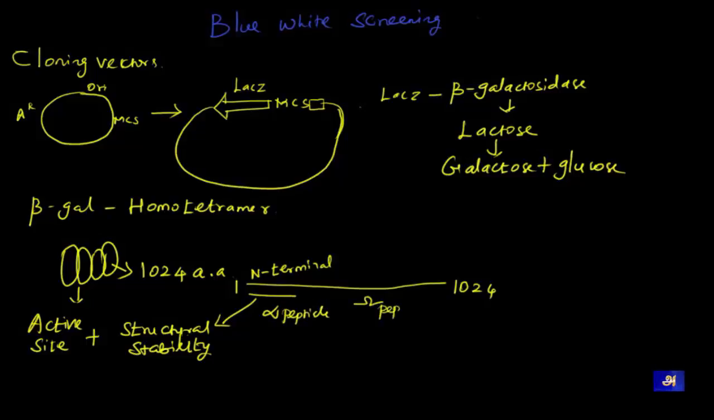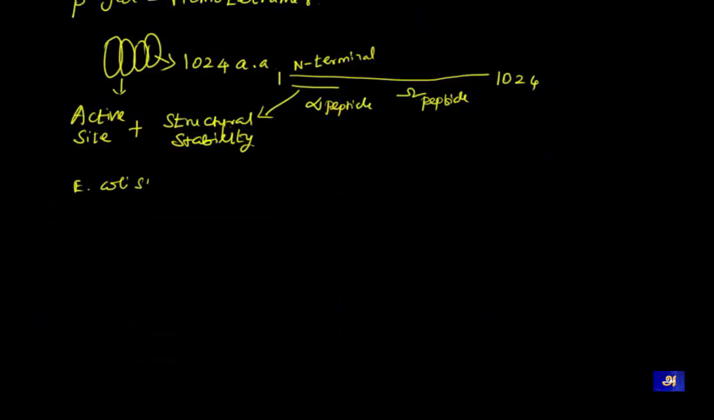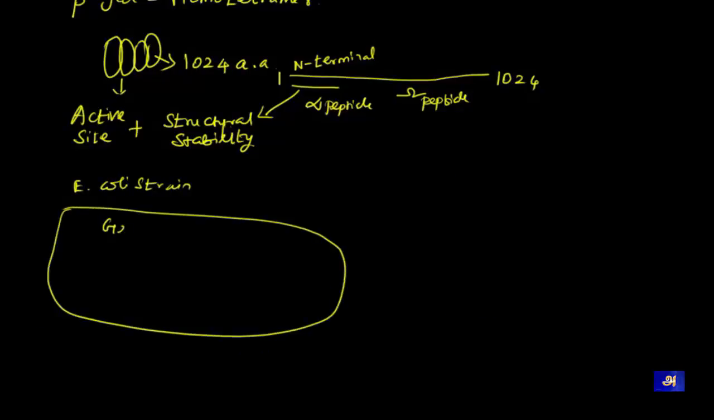So how are we going to relate this information to our content, blue-white screening? Well, take an E. coli strain. In the E. coli strain, the genome consists of LAC-Z deficient, meaning LAC-Z lacks the alpha peptide. Out of the 1024, the first 40 amino acids are lacking.